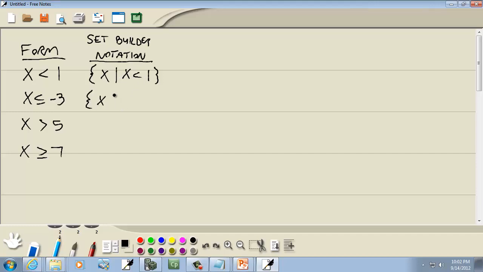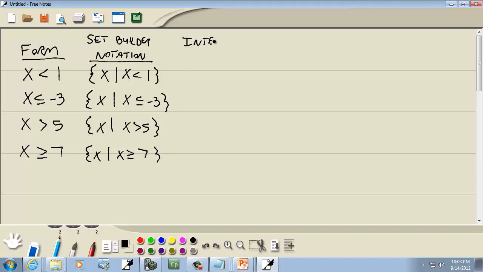Again, put the curly brackets around it, x with a vertical bar, and x is less than or equal to -3. Same thing here. Set builder is simple. It's always curly brackets, x vertical bar. Now remember what the vertical bar means is sometimes kind of tricky. Again, the set of all x values such that x is greater than or equal to 7.